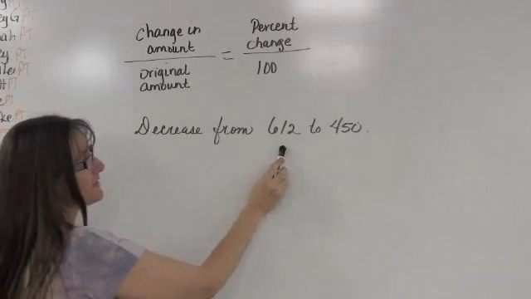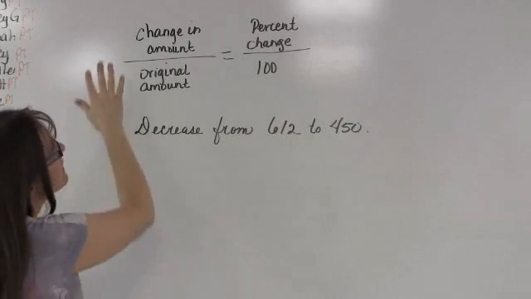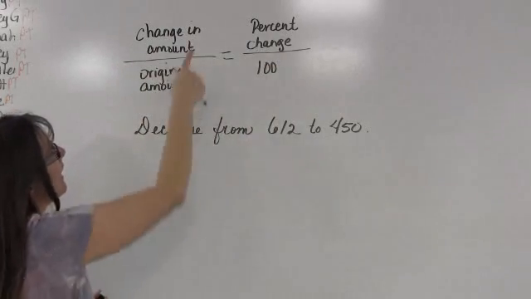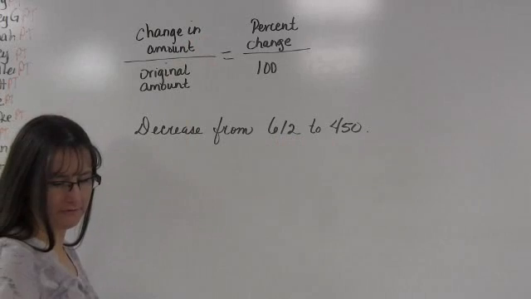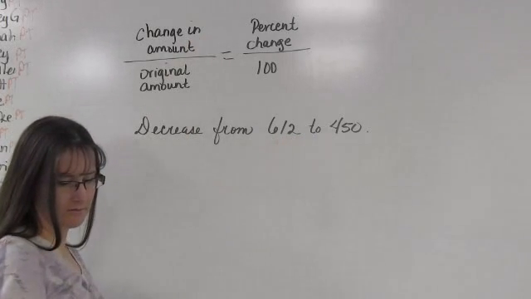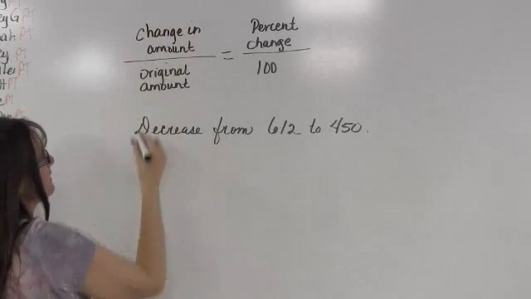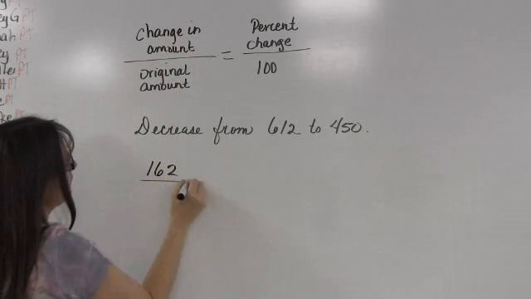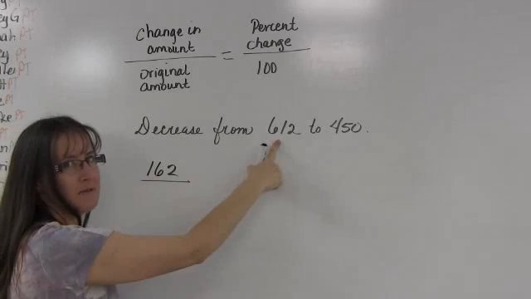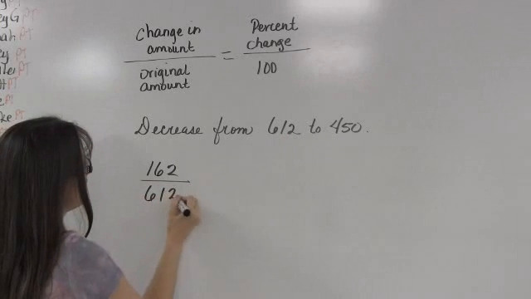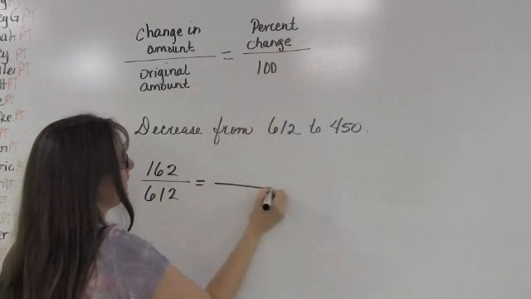Okay, here we have a decrease from 612 to 450, and we're wanting to know what that percent decrease is. So plugging into my formula up here, I know that my change in amount, that means I need to subtract the 612 and the 450, and that change in amount is going to be 162. So I'm just going to put it into this spot, 162 over my original amount. Well, it's telling me I'm decreasing from 612. That means the 612 was my original amount. I'm going to set that equal to my percent change over 100.